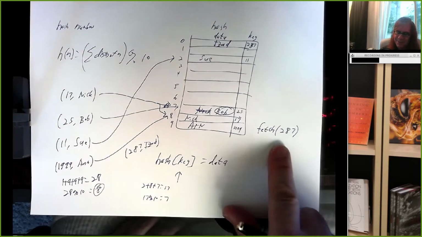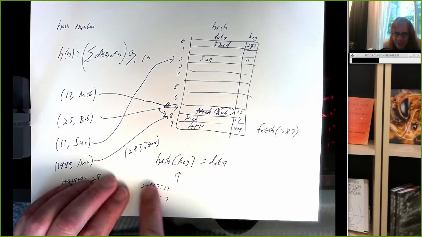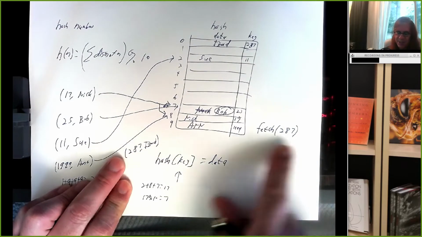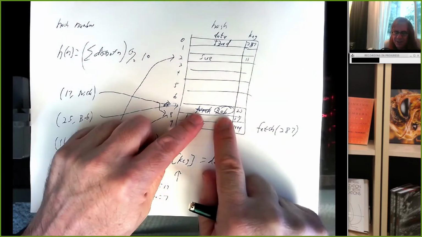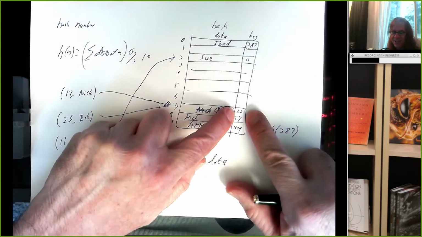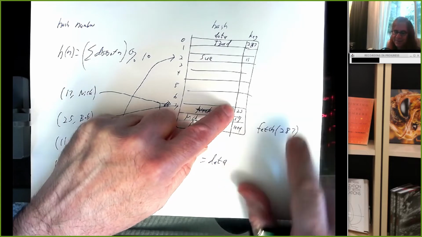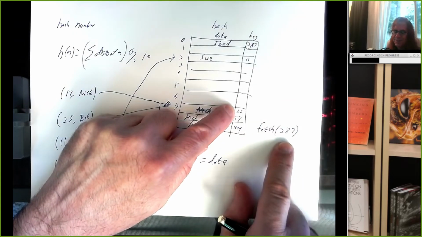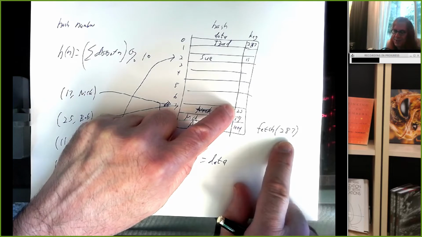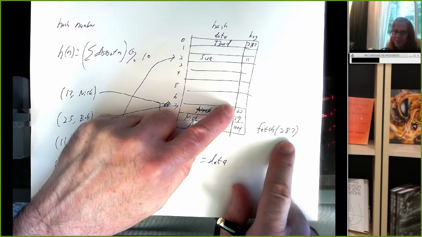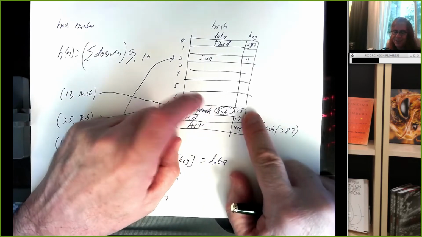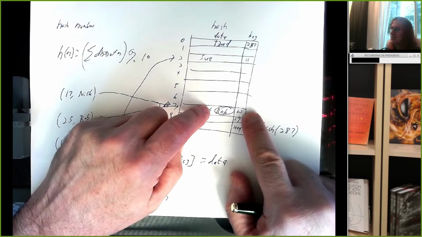Alright, so now we want to fetch 287. Well, we run our key through the hash function. We find a 7. We go to location 7. And we check the key of the data stored there. And guess what? That key is 25. Well, that's not what we're trying to retrieve. So we conclude that, hey, when we stored the data associated with 287, we might have tried to store it here, and this was already in use. We might have gotten a collision.